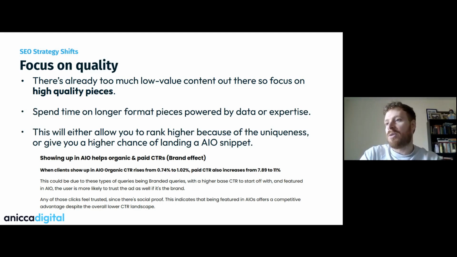So for this one, this will either allow you to rank higher because of the uniqueness of your piece, or give you a higher chance of landing an AIO snippet. So whether you're at the top of the organic listings or you're featured in an AI overview, it can only be a good thing. For example, here, when clients show up in AI, organic CTR rises from 0.74 to 1.02, and similarly for paid CTR. So you can see how you need to make sure that you're sticking to the classic SEO principles. You still need to focus on the quality and the brand versus non-brand approach and how you appeal to those.